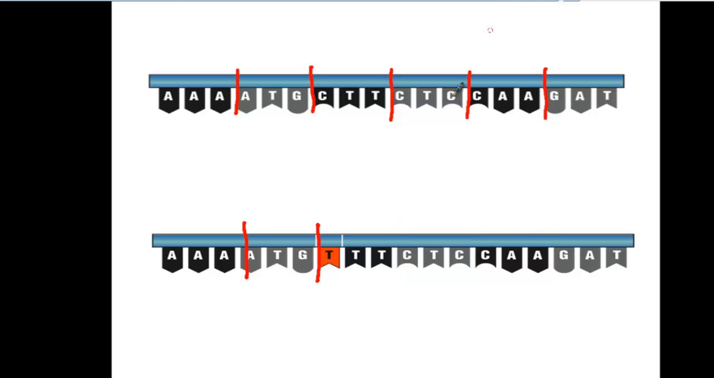Now, let's take a couple of steps back and imagine if instead of a substitution we had a deletion. What we'd have here is this triplet code being read TTC instead of CTT. The next one, instead of CTC, we read TCC, and CAA, AAG, and so on. So you can imagine that everything from this point onwards down the DNA strand is going to be read wrong, and we call that a frameshift. That can occur from the addition or deletion of one single nucleotide.